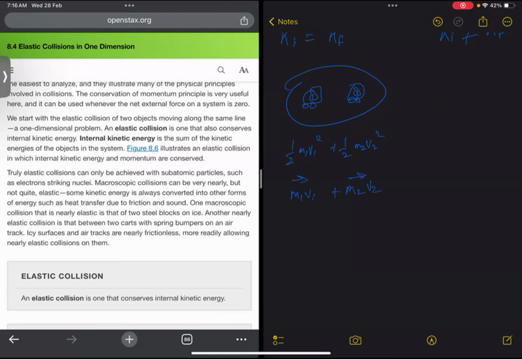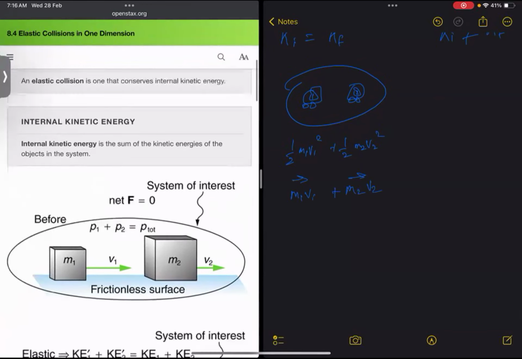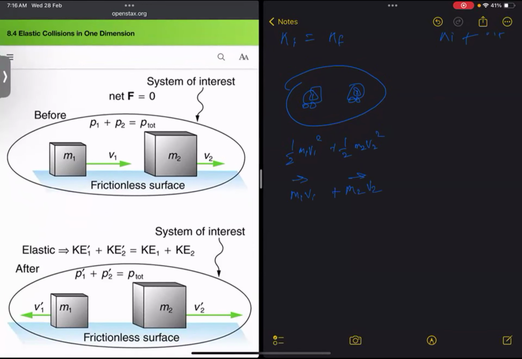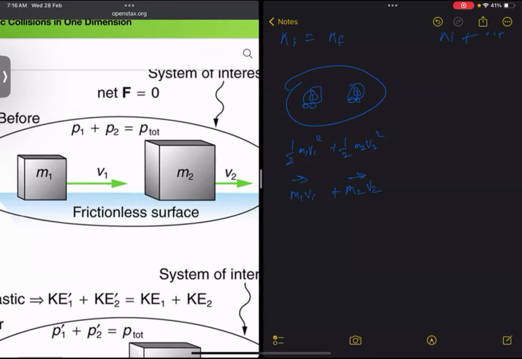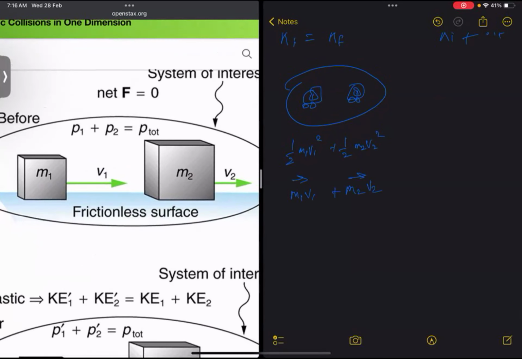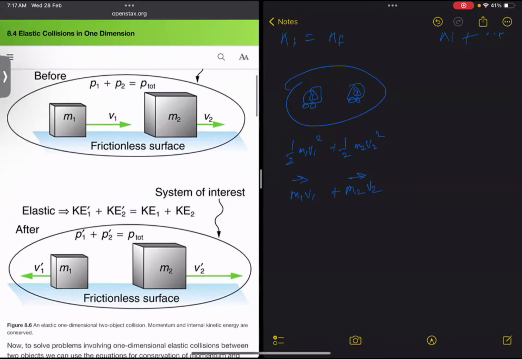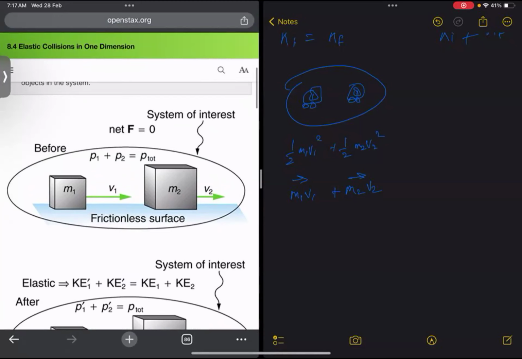Because when you have two bodies in the system, you will add the momentums of the two, and also you will add the kinetic energy of both, and then you will get the total internal kinetic energy. Now, in this system, if the surface was not frictionless, do you think you could apply the law of conservation of momentum here?